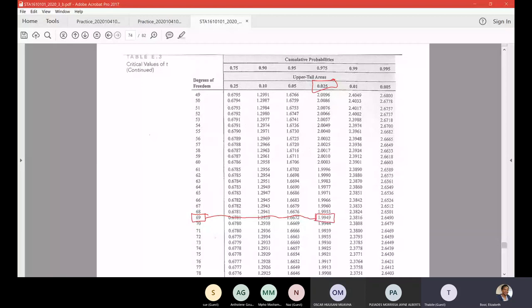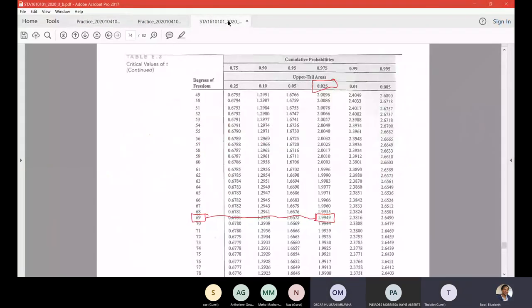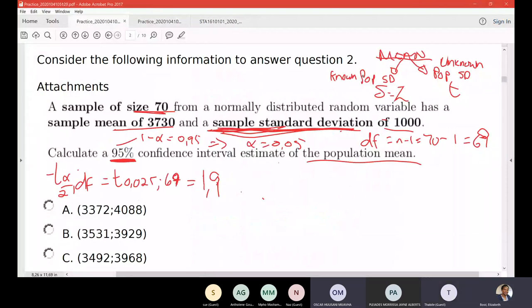So please pay attention to what your critical value would have been given in the exam, because they might give you 60, 50, 40, different N values, or they might give you different questions. So pay attention to the one that you are doing, but yeah, I'm just giving you hints on how to answer the question. So 1.9949. That's it. That is our critical value.